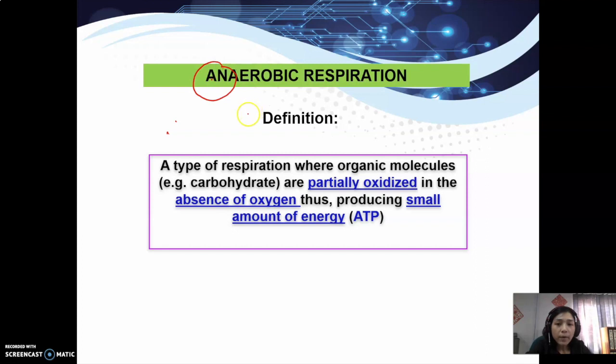Now anaerobic respiration is a kind of respiration where organic molecules, for example carbohydrate, are partially oxidized in the absence of oxygen. So the main condition for this anaerobic respiration to occur is that there must be an absence of oxygen. Therefore, it only produces a small amount of ATP because it is only partially oxidized.